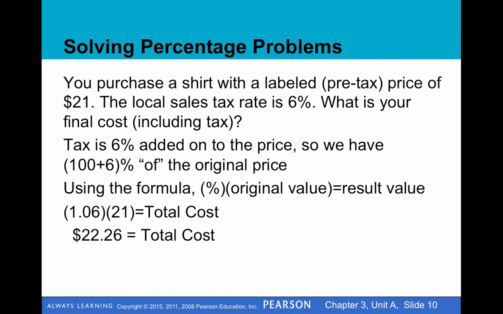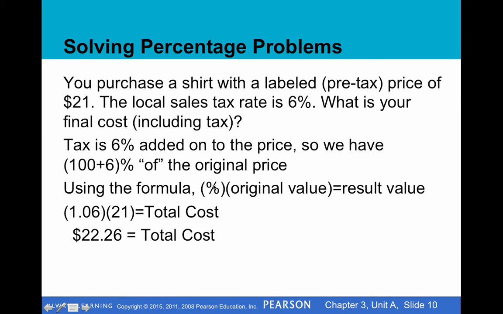This particular problem says you purchase a shirt with the labeled pre-tax price of $21. The local sales tax rate is 6%. What is your final cost including tax? Well, tax is 6% added on, so it's like 6% more of the original value. So we have 100 plus 6% of the original price. So I took care of that 100 plus part right away. Now 106% as a decimal is 1.06.